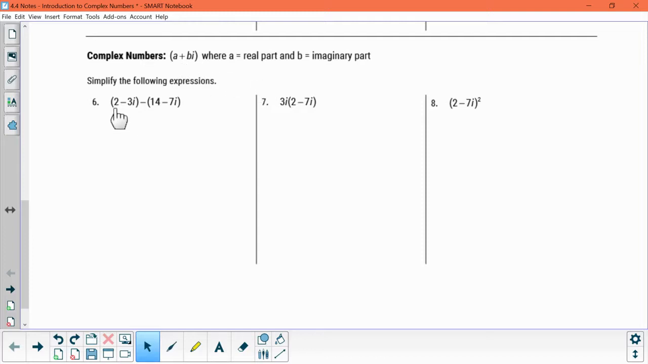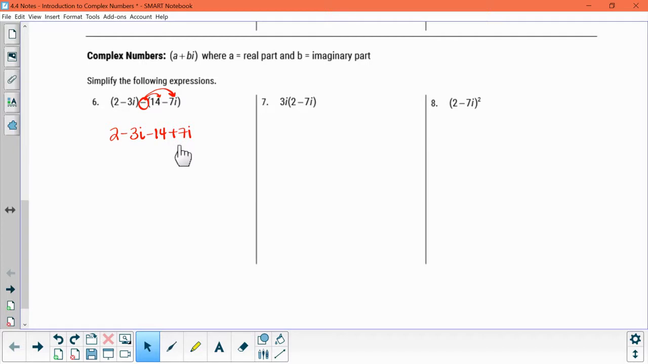The first thing I have is 2 minus 3i minus (14 minus 7i). I want you to be very careful here, because this negative is going to distribute not only to the 14, but to the -7i. That's going to give me 2 minus 3i minus 14 plus 7i. Now I'm going to combine like terms. You will always combine the real parts with the real parts and the imaginary parts with the imaginary. So 2 minus 14 is going to give me -12, and -3i plus 7i is going to give me 4i.